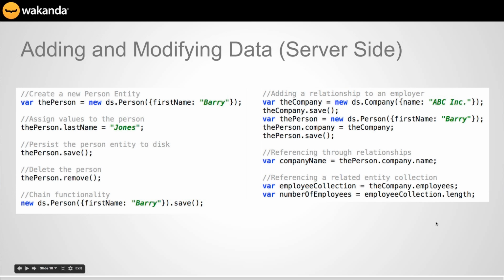So the one thing that I would really stress to you is the difference between, we've got two concepts, the concept of a collection and the concept of an individual entity. So here you're referencing a related entity collection. Employee collection equals the company.employees, and that will give us a reference of a collection, and we can do operations on that collection, such as length. We can iterate through these collections. We can do all kinds of things.